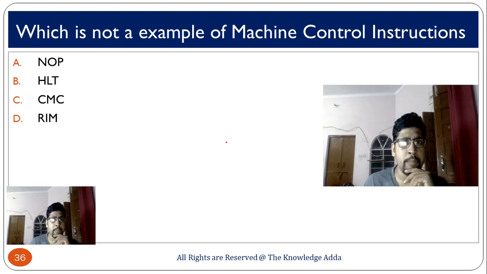Which is not an example of machine control? Basically machine control instructions are those instructions which manage all the operations within the microprocessor. So NOP means no operation, HLT means end the operation, CMC complements the carry flag, and RIM. So basically NOP, HLT and RIM are examples of machine control. Here CMC is not an example of machine control instructions.